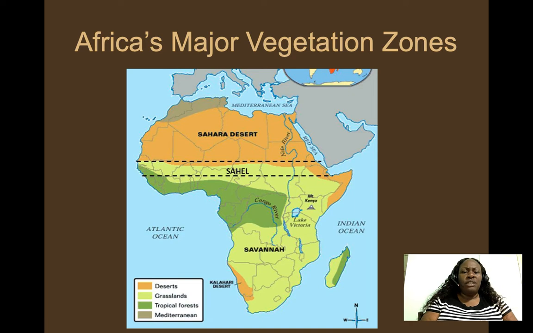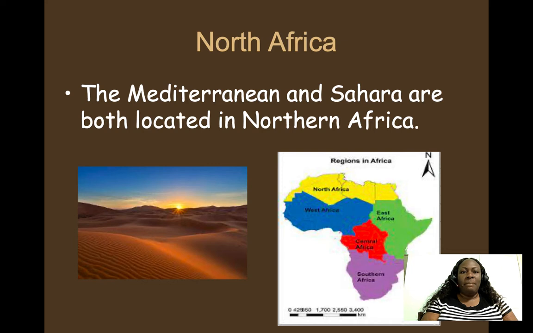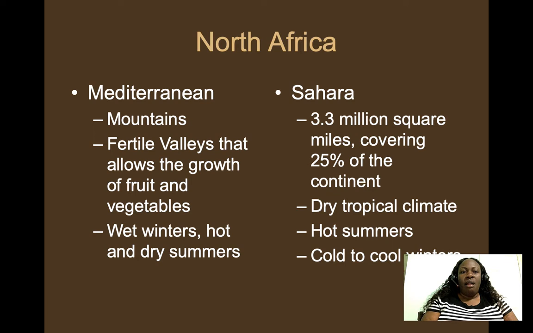The first 2 major vegetation regions we're going to look at are the Mediterranean area and the Sahara Desert. The Mediterranean and Sahara are both located in the northern portion of Africa. Some information that you need to know about the Mediterranean is that it's predominantly filled with mountains known as the Atlas Mountains. The valleys are very fertile. The land is fertile enough to plant fruits such as citrus and vegetables. And the climate there has wet winters, hot and dry summers.